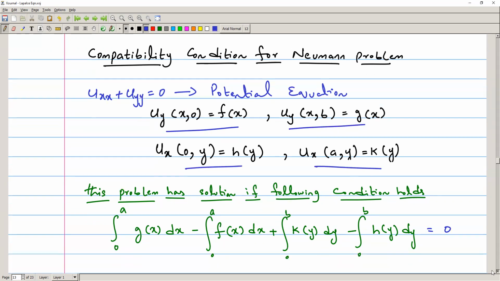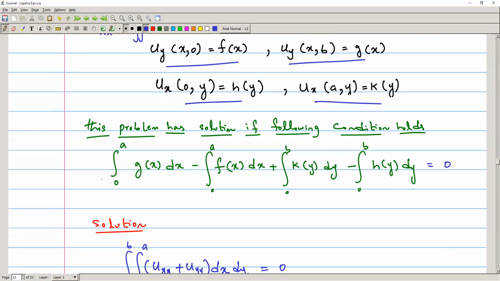For this problem, this necessary compatibility condition should hold if it has a solution. Otherwise, we can say that this problem does not have a solution, right? So the condition is that the integral of g(x) dx minus f(x), plus k(y) minus h(y), should be equal to 0 in the given intervals.